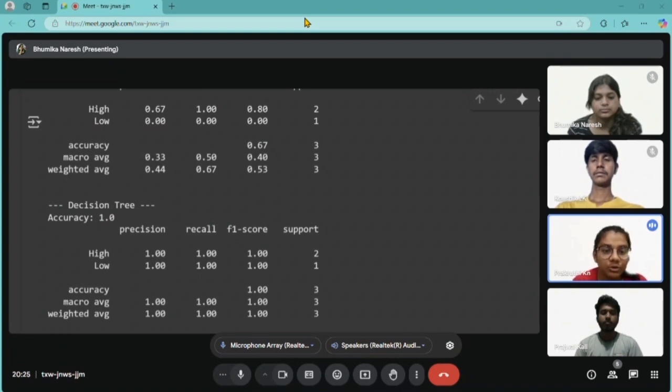Recommendation. When to use which model? Use the decision tree if you need interpretability, you are working with small to medium datasets, or you want rule-based decision making.